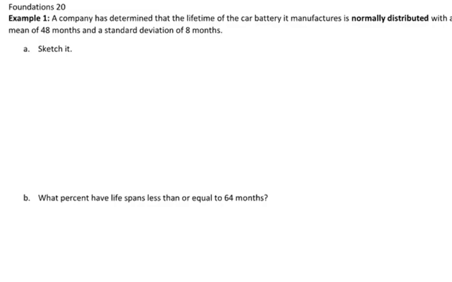So example 1. A company has determined that the lifetime of the car battery it manufactures is normally distributed with a mean of 48 months and a standard deviation of 8 months. So breaking down this question, when it says that it's normally distributed right here, we know the shape it's going to take. It needs to take that bell curve or that parabola shape. We have a mean of 48, so the middle of our graph is going to be 48. So if you want to write that, that's going to be our middle. And then we have a standard deviation of 8 months. Each section is going to be 8 months.